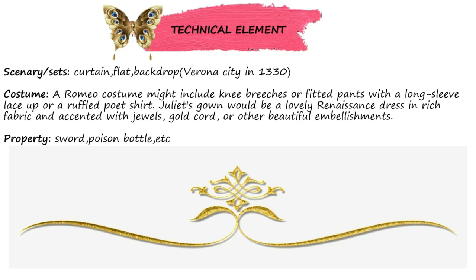Second, costume, which contains a Romeo costume that might include knee breeches or fitted pants with a long sleeve lace-up or a ruffled shirt. Juliet's gown will be a lovely Renaissance dress in rich fabric and accented with jewels, gold cord, or other beautiful embellishments. The last, property, which contains sword, poison bottle, etc.